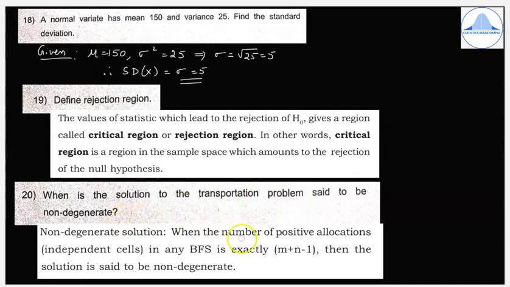So we know that when the number of positive allocations, that means the Xij values, in any basic feasible solution is exactly equal to m plus n minus 1, then the solution is said to be non-degenerate.